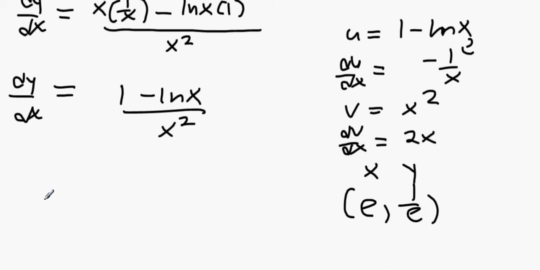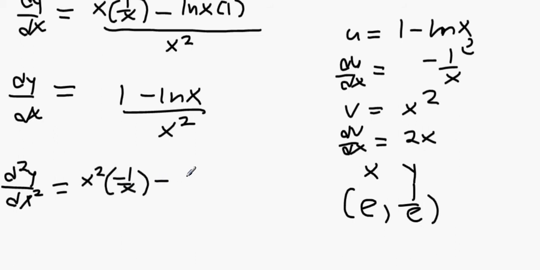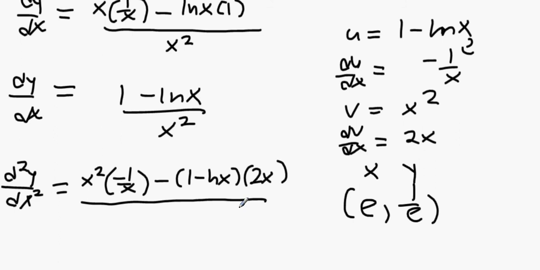Once again, we're going to put it into the quotient rule. So the quotient rule is going to be v times du/dx, which is x squared times minus 1 over x, minus u times dv/dx, which is 1 minus ln x times 2x, all over v squared, which is x squared, all squared.